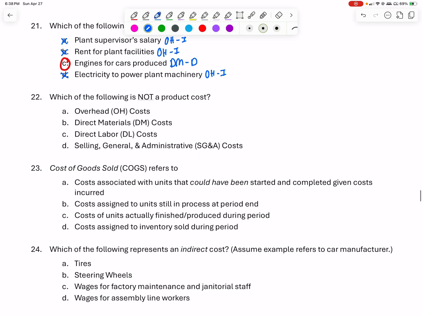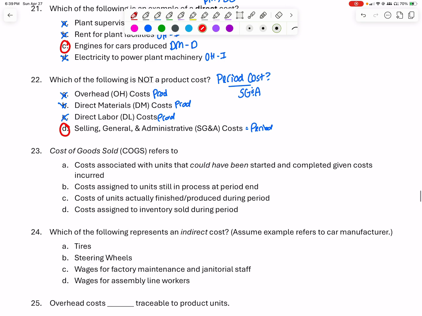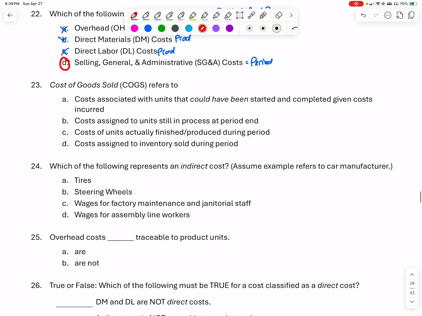Which of the following is not a product cost? That's just another way of saying which of these is a period cost. Period costs always include S, G, and A. So overhead, that is indeed a product cost. Direct materials, a product cost. Direct labor, a product cost. SG&A is a period cost. So that would not be a product cost. That would be my answer. It's a period cost.